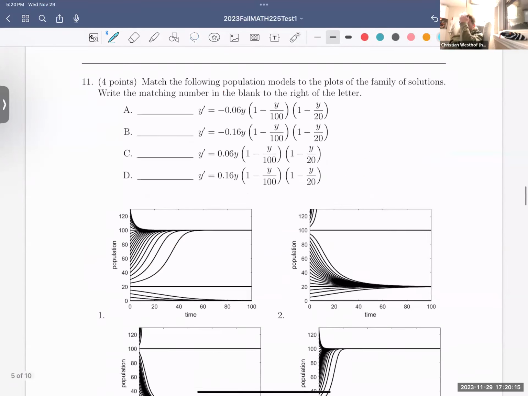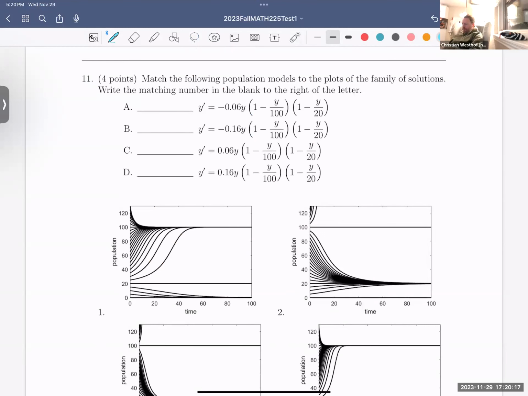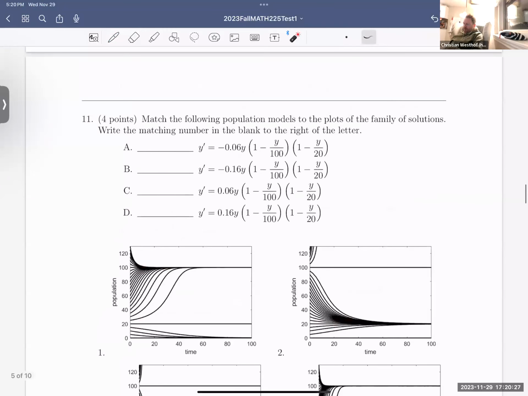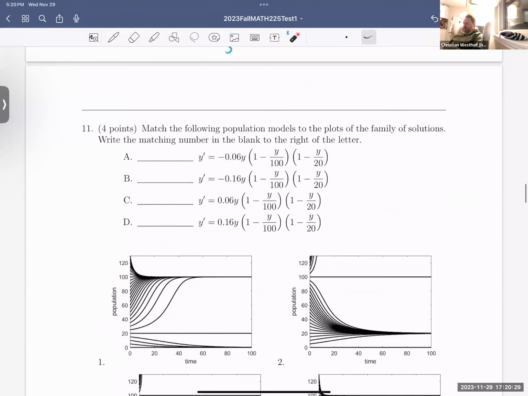Okay, last one, matching of the pictures. So notice that each of these pictures has an equilibrium solution at 120, 120, 120, 120. And all of these differential equations show that if you were to plug in 100, plug in 20, it would set the equation to 0. So what changes is the flow away from these equilibrium solutions.